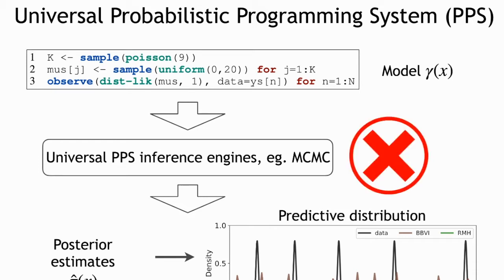In fact, to our knowledge, we are not aware of any universal PPS inference engine that is able to deal with this ostensibly simple model. This is the key motivation of our work. The central question we're addressing today is how to perform inference properly for models with stochastic support. Before we introduce our solution, let's first review the fundamental reason why existing methods struggle.